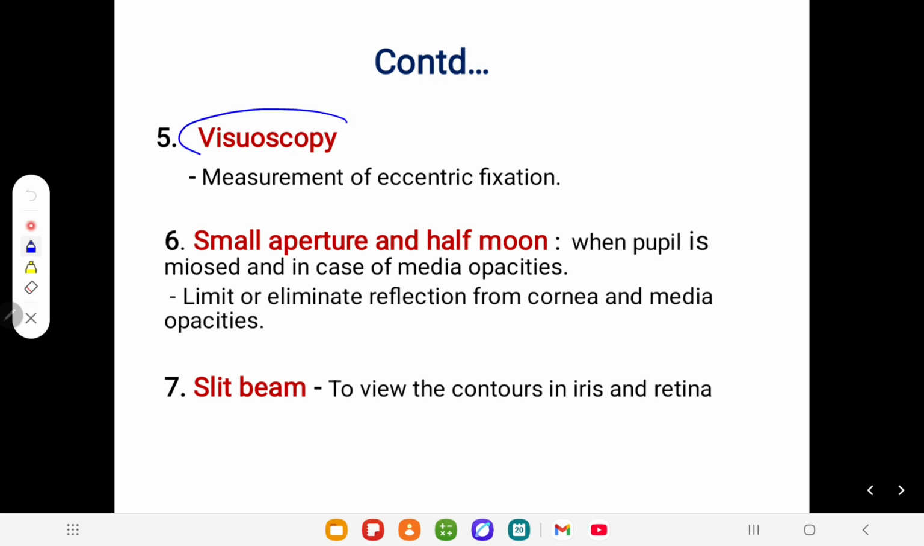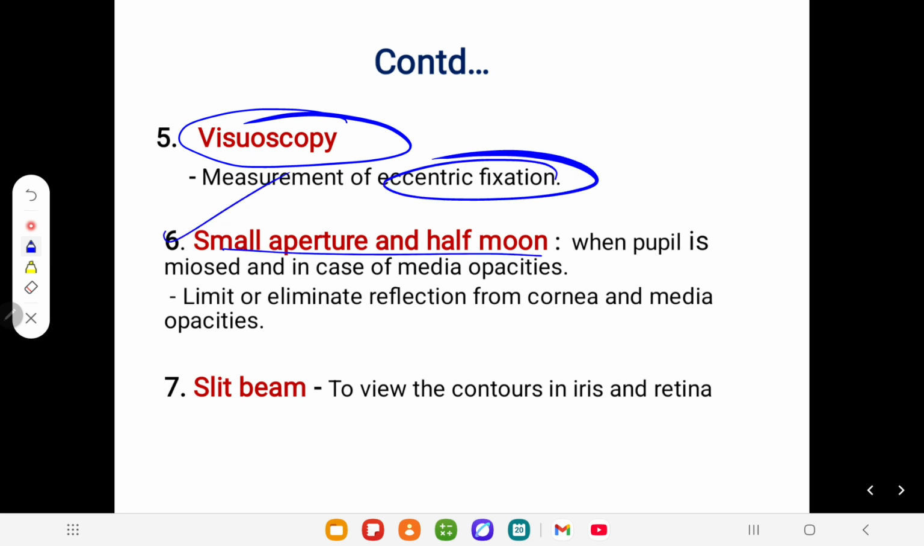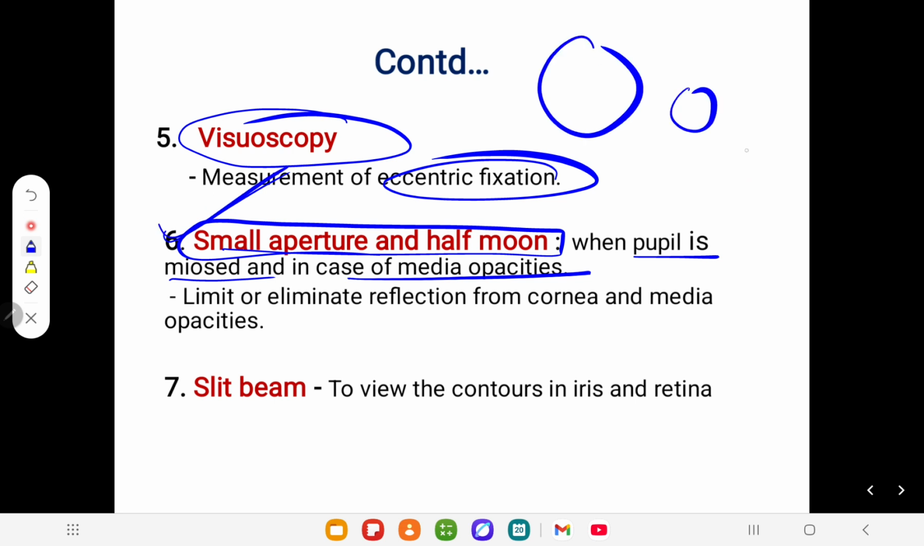Okay, one of the great uses of direct ophthalmoscopy is visuoscopy in case of microtropia, in a lot of cases of orthoptics, especially eccentric fixation diagnosis. There is a small aperture, a half moon aperture. When do you use it? When the pupil is small, or in case of media opacity. There will always be a large one, this is small, and this is very small, or sometimes this kind of D-shaped aperture. These two apertures are used whenever the pupil is small or there is media opacity. So basically, what it does is limit or eliminate the reflection from the cornea and media.